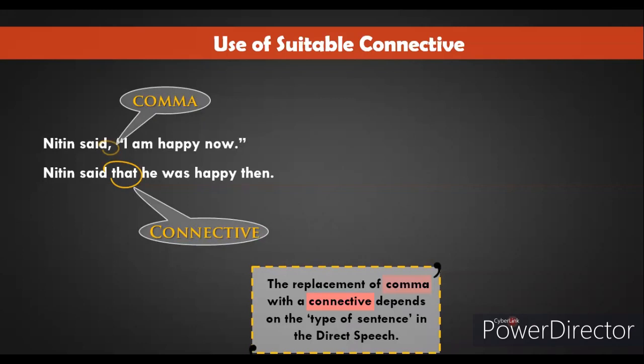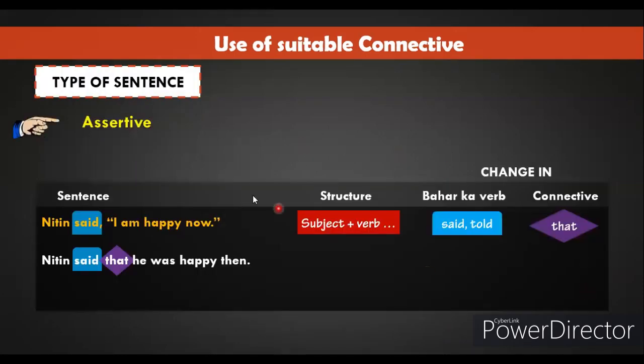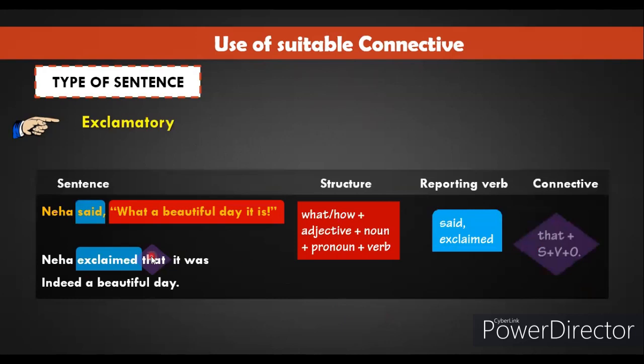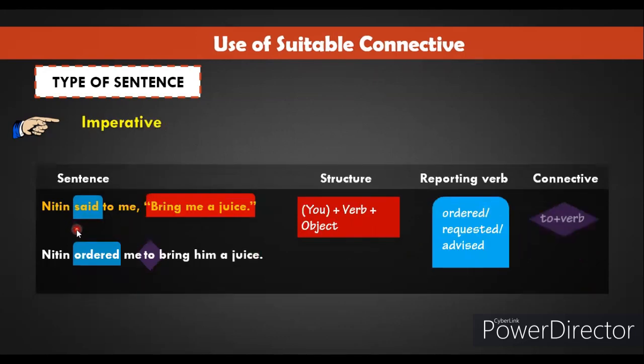Then we have another important factor in direct and indirect speech or reported speech, that is how the comma changes to that, and said changes to different words depending on the types of sentences. Like in assertive sentences, said can be changed either to said or told. In exclamatory sentences, said will be changed either to said or exclaimed. In imperative sentences, said can be changed to a variety of words like ordered, requested, advised, suggested.